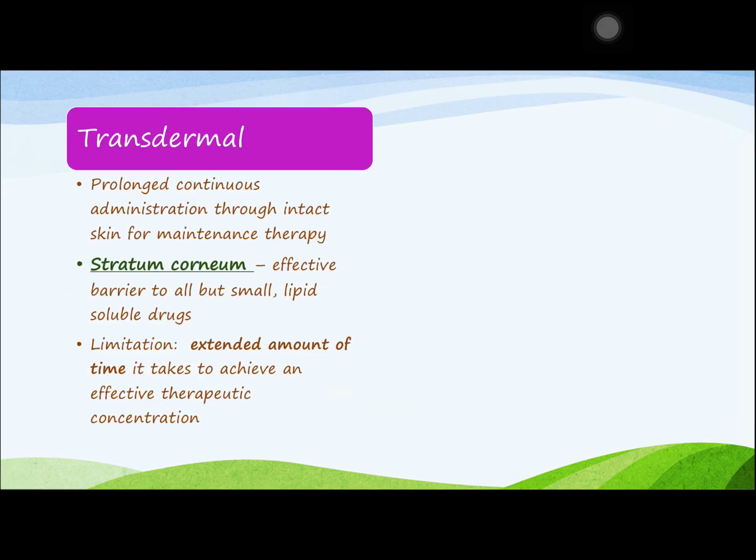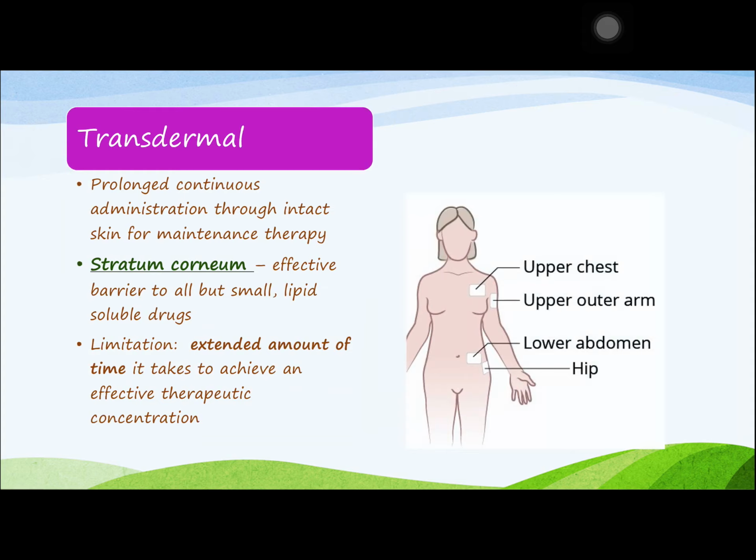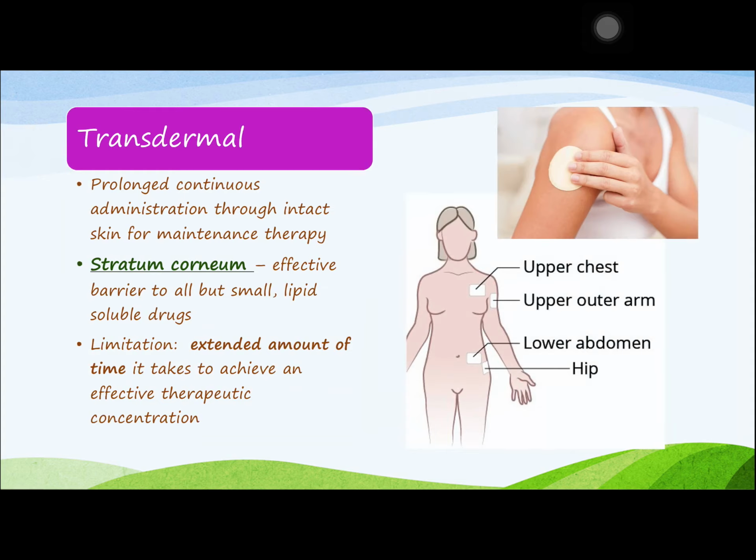Transdermal patches provide continuous administration of drugs through intact skin, commonly used for maintenance of therapy, usually pain medications for the treatment of chronic pain. The stratum corneum is the layer of the skin which provides drug stability. The limitation is that it requires a longer time to achieve the desired effect. The picture on the right shows where the recommended areas for the patches are to be applied. This is how it looks like in real life.